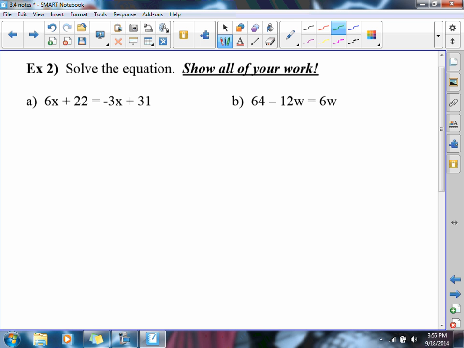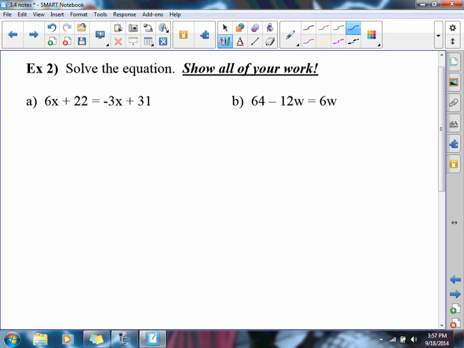In part A here, we have 6x plus 22, so we have a variable and a number, equals negative 3x plus 31. So I have another variable and a number. I have to get all my variables on one side so I can combine them together. I have to get all my numbers on the other side so I can combine them together. Then I'll have a one-step equation that I can finish solving. So I don't have to distribute here. Right now I don't have any like terms on the same side that I can combine.